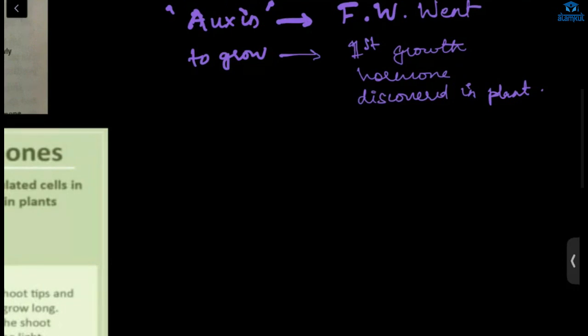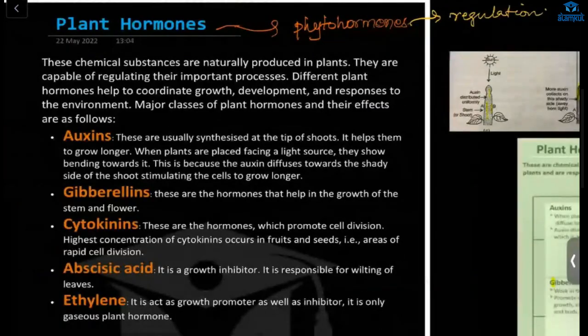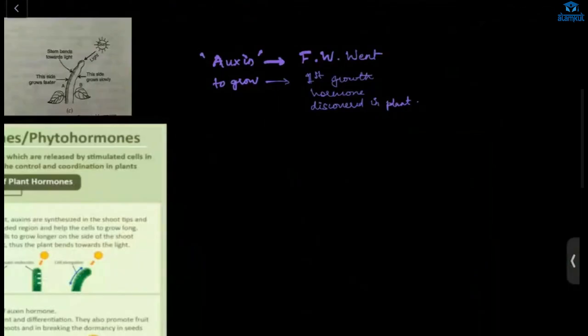They are found in the higher plants and also in the lower plants like algae and fungi. Fungi is not a plant, but where are they present? In the growing tips, in the shoots, in the roots. Apical shoot, apical meristem, and also in the young leaves.